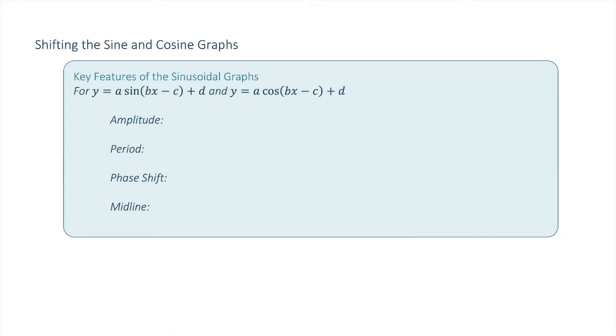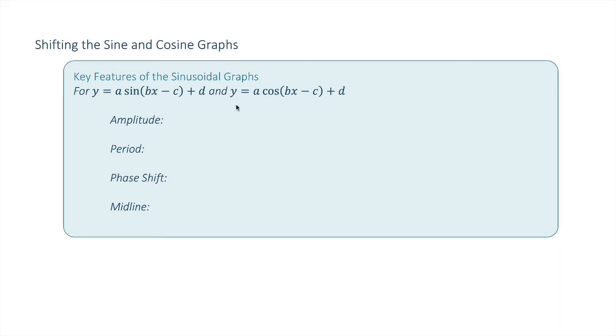Our most general transformation of the sine and cosine functions are these: a times sine of bx minus c plus d, and a times cosine of bx minus c plus d. And these involve all possible shifts and stretching or shrinking that we could do to the functions.